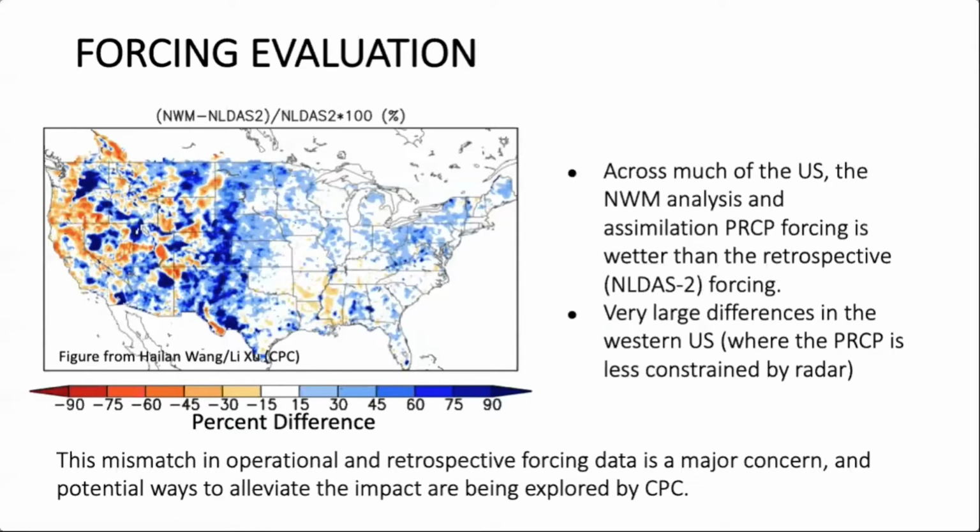Across much of the US, the National Water Model analysis and simulation is relatively wetter than the retrospective forcing. And the west region still shows a pretty large difference. This is where the precipitation is less constrained by radar. So this mismatch between the operational and the retrospective forcing is a major concern, and the potential way to alleviate this impact is still being explored by CPC.